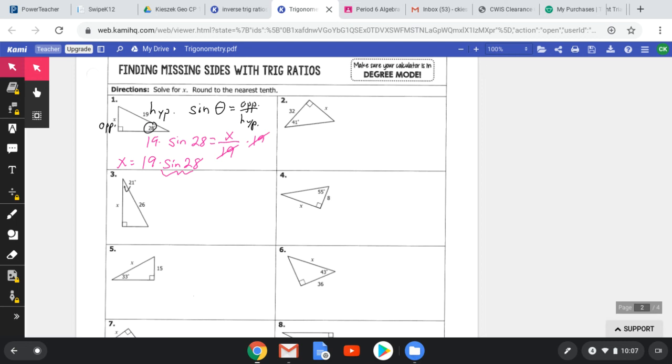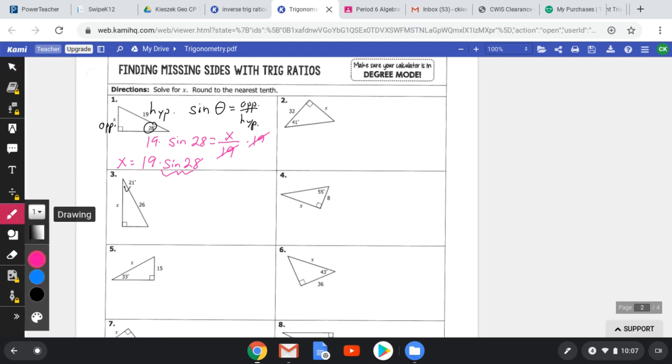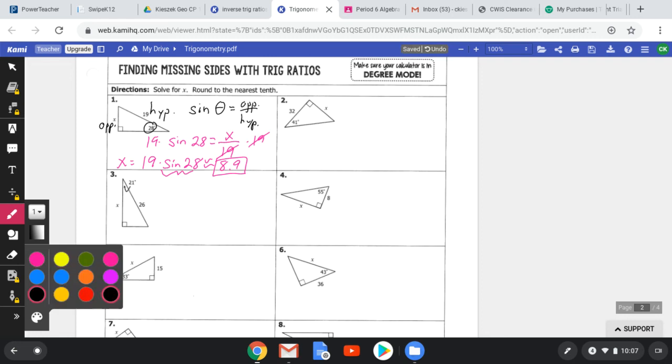Once you have your calculator in the correct mode, all you're literally going to do is just type in the stuff right here. You're going to type in 19 times sine of 28, and it says round it to the nearest tenth, and you're going to get around 8.9. Let's look at another one to see how it works here.